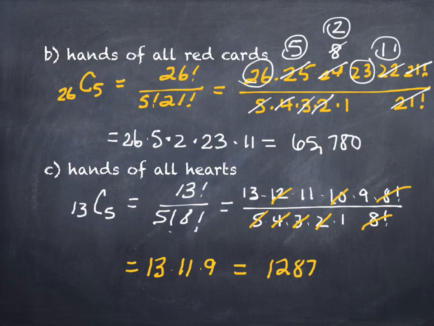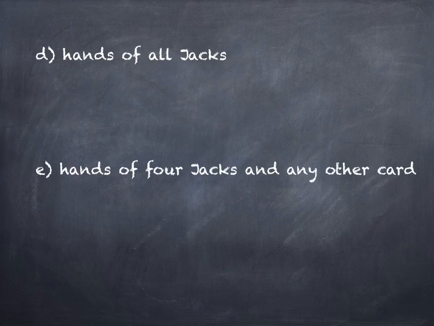I mean, if you wanted to give me $1,287, that's a lot of money, but compared to the 65,000 ways above, this is a very small number. Agreed? And if you compare this 1,287 to the 2.5 million on the previous problem on part A, it's way less. Right? All right, let's try another one.